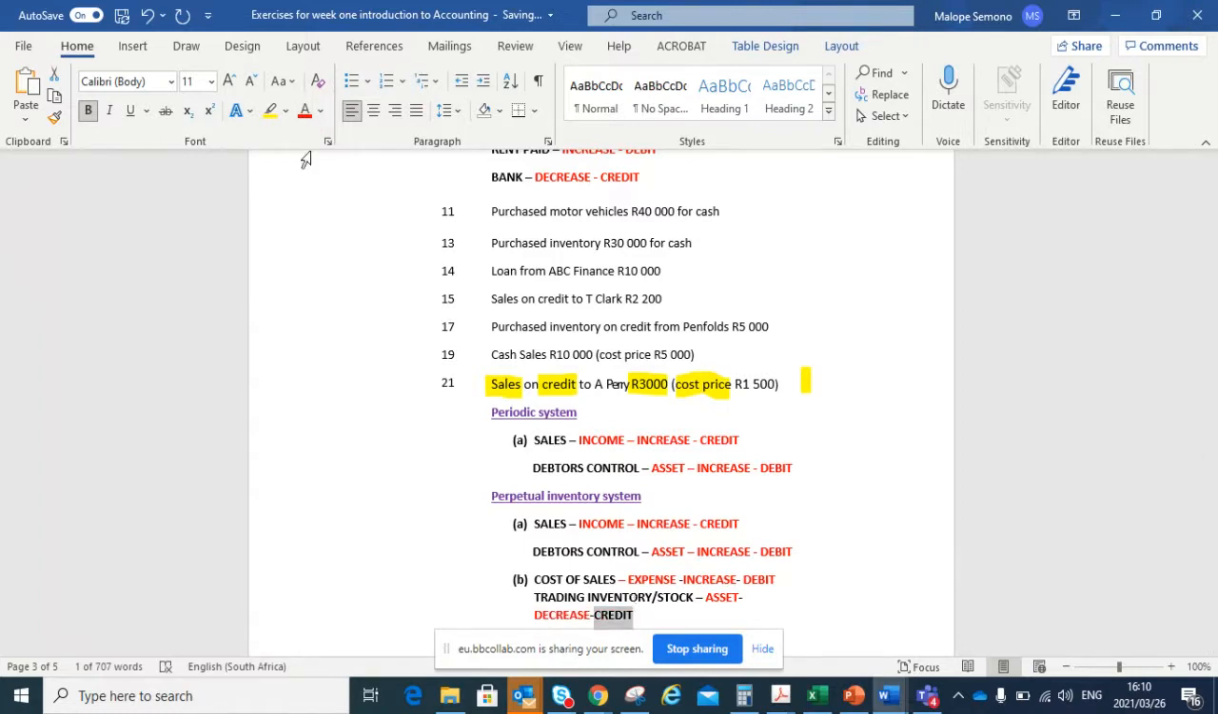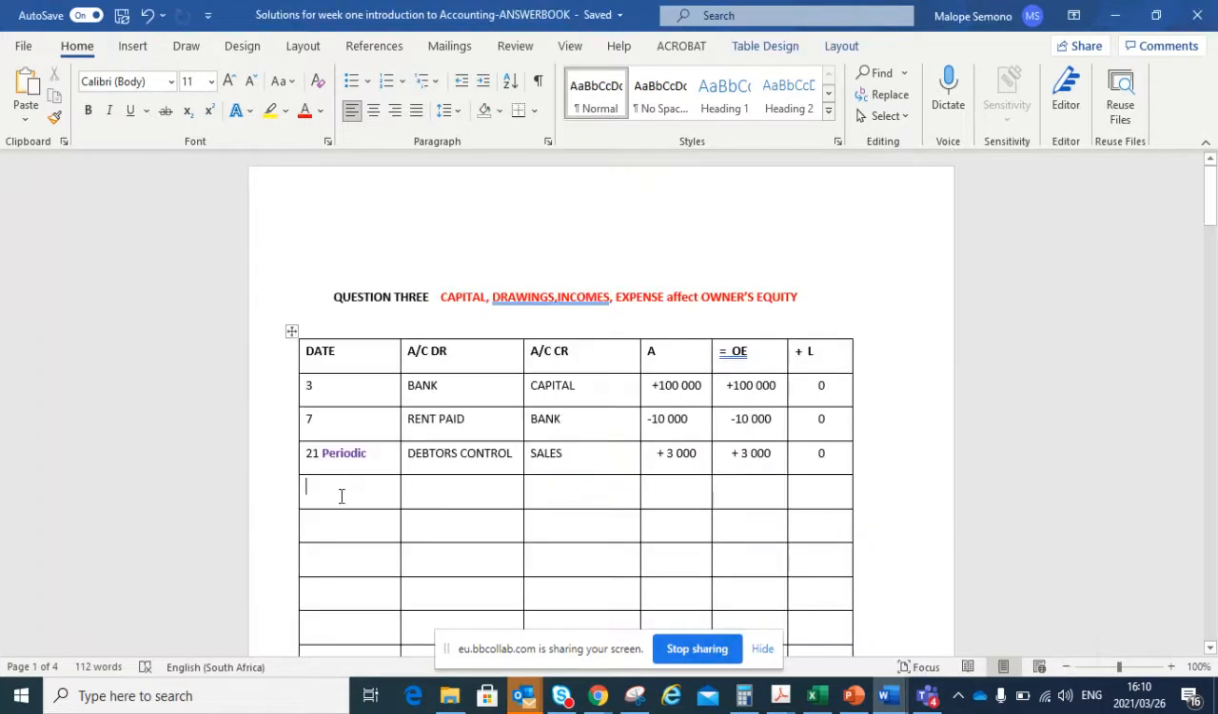Okay. And then I'm going to come here. Can you see now? Just easy like that. So I'm ready to go and record. I know that on the debit side, I'm going to put cost of sales. And on the credit side, I'm going to put trading inventory. But how many accounts am I going to have? 4 accounts. I'm going to have A and B. So I'm going to go there and show you the 21st. But for this 21st, I'm going to show you what if it was perpetual, so that you can see the difference.